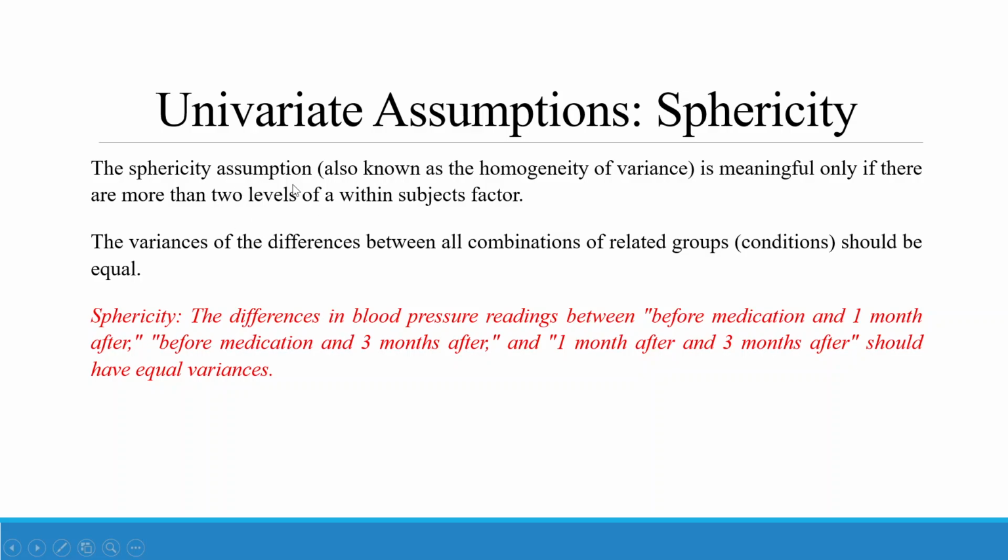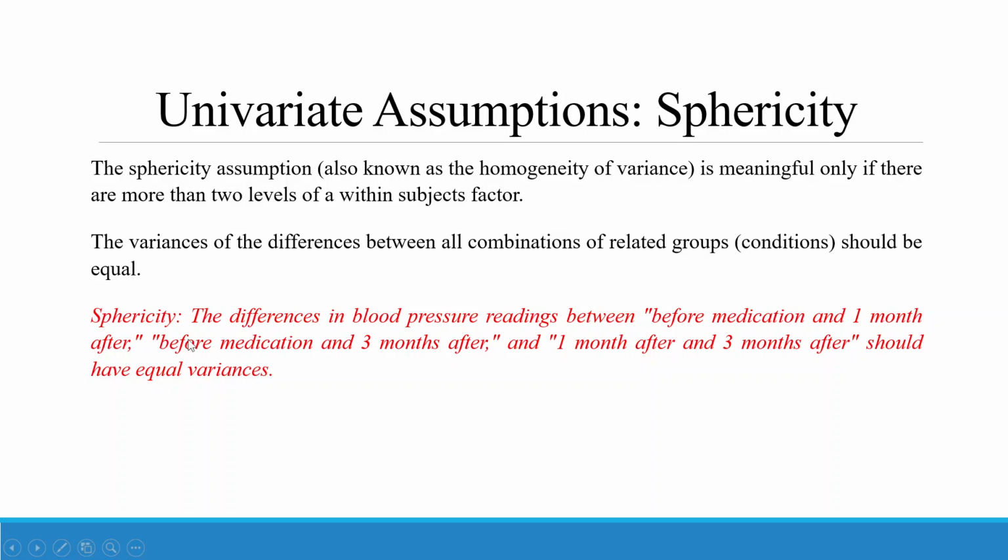The sphericity assumption, also known as the homogeneity of the variance, is meaningful only if there are more than two levels of within subject factors. We have that, more than two levels, T1, T2 and T3, and that's the reason we require to test the sphericity. The variances of the difference between all the combinations of the related groups condition should be equal.